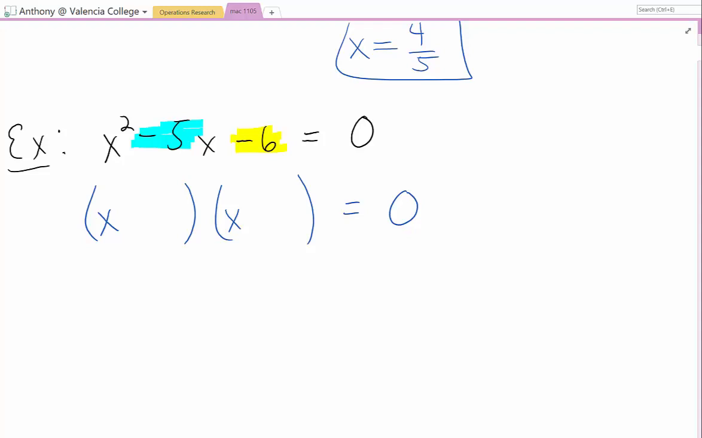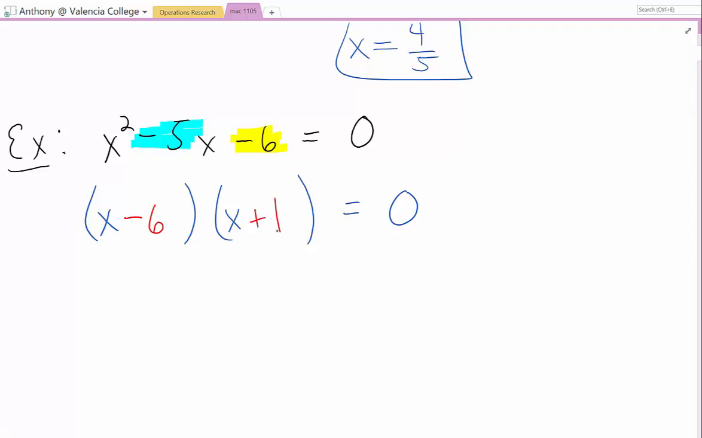Okay, some people may be thinking 3 and 2, but that's not going to work out. What about 6 and 1? And that's correct, okay? But they have to multiply to give me a negative 6 and sum to a negative 5. So that means that the correct factorization is x minus 6 times x plus 1. A negative 6 times a positive 1 is a negative 6. A negative 6 plus 1 is a negative 5, okay?